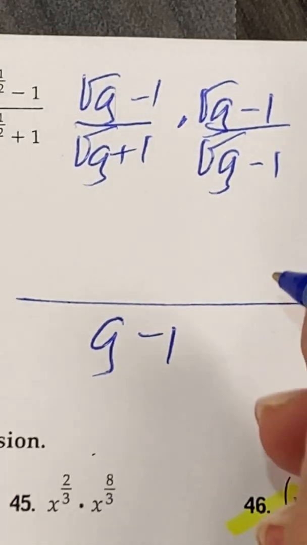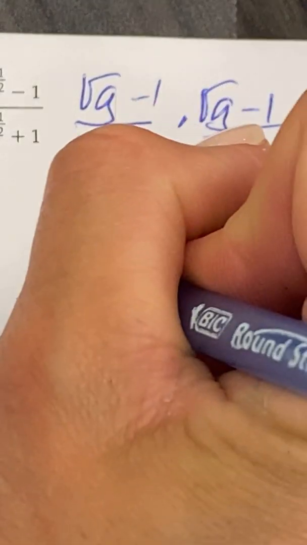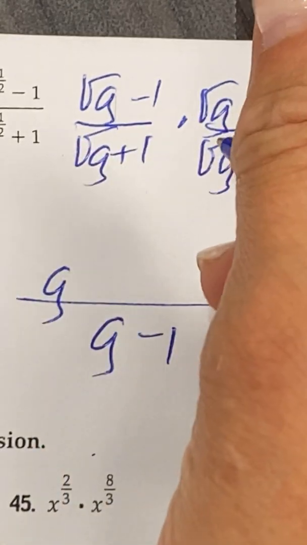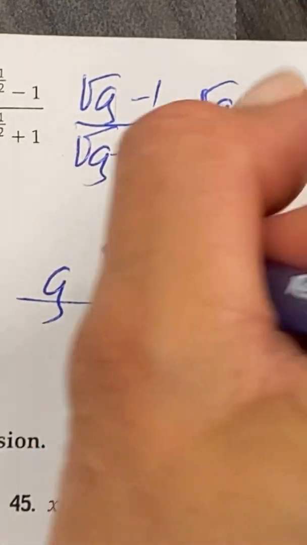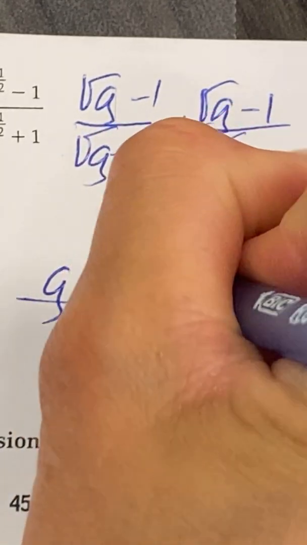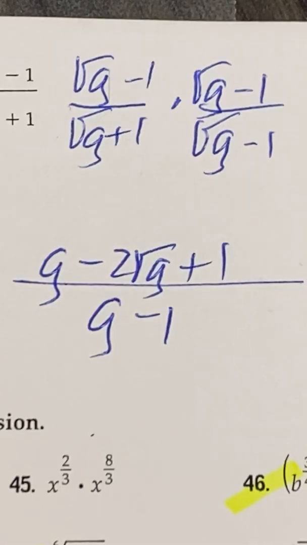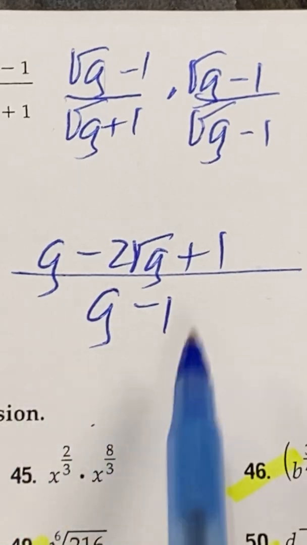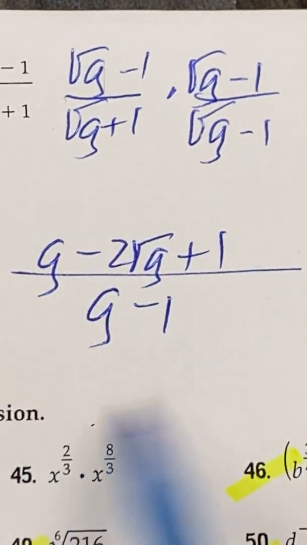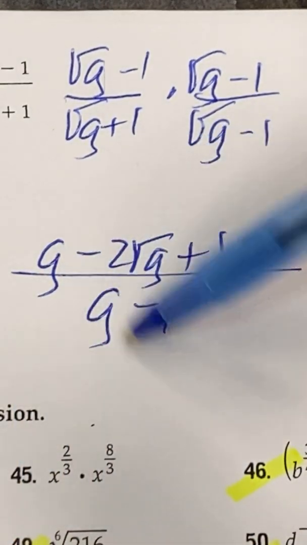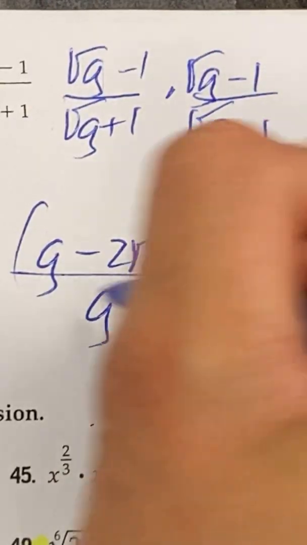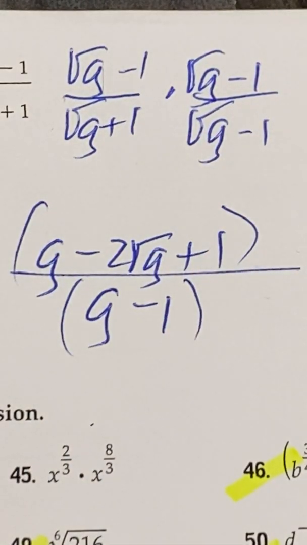The top is going to be, I think I can do this in my head, g minus 2 square roots of g, plus 1. When you FOIL it out, if you want to try that on your own, this is what you should get. I cannot cross these out. This is in its nice little own group.